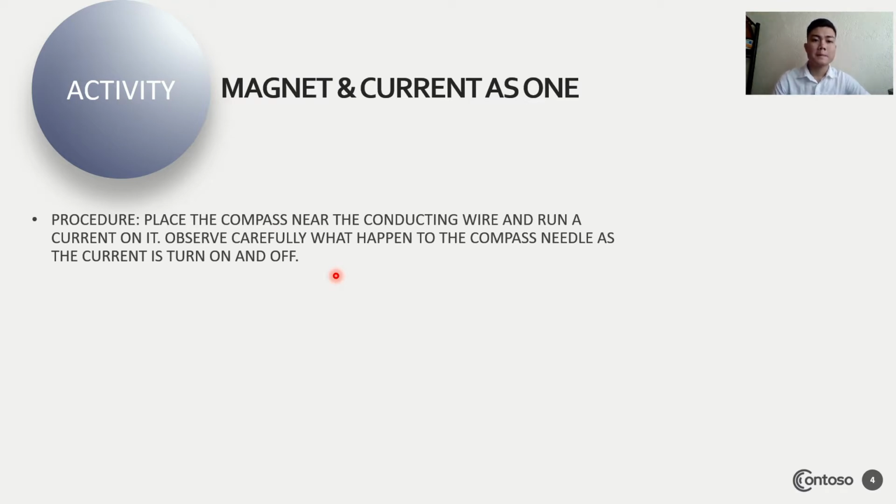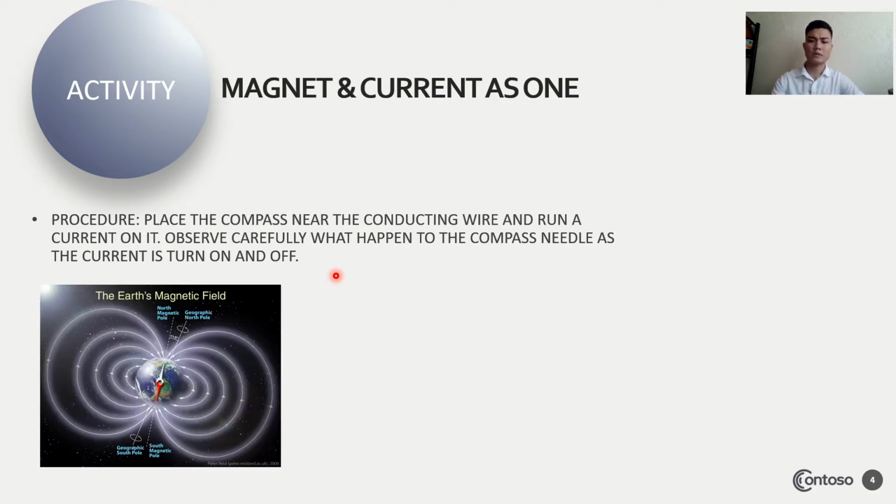Procedure: place the compass near a conducting wire and run a current on it. Then observe carefully what happens to the compass needle as the current is turned on and off. But before that, let us have a background about what a compass is and how the compass works.